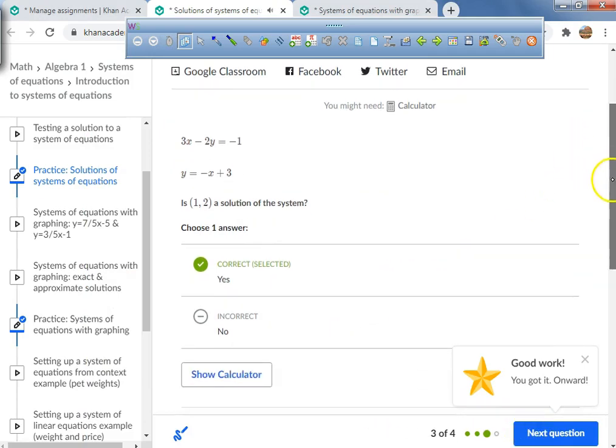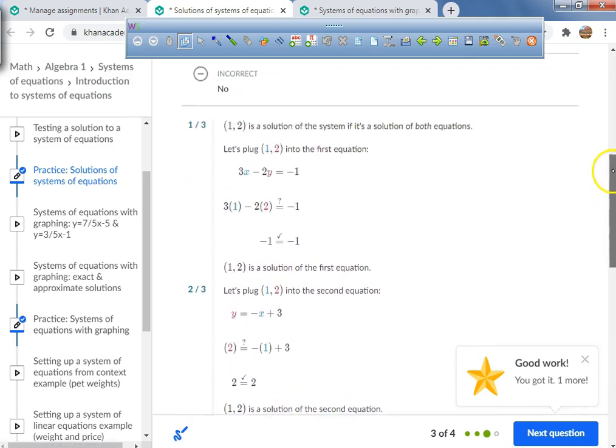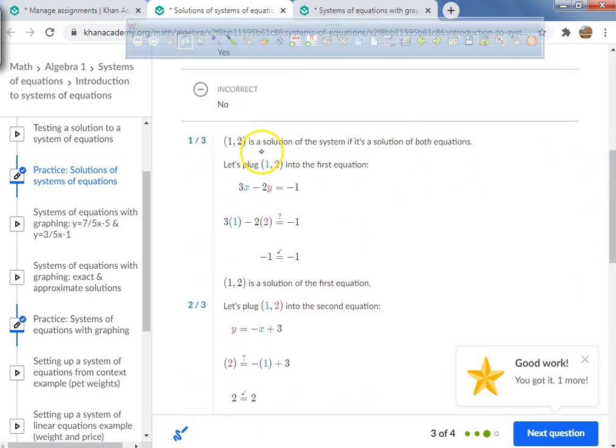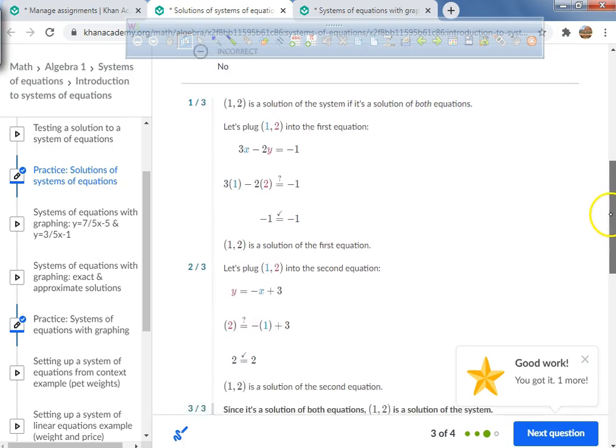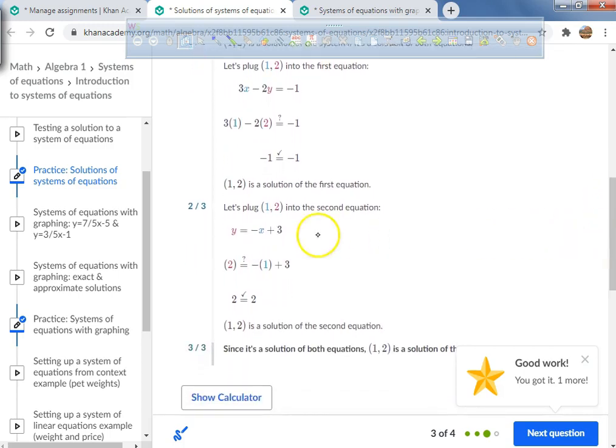Now I'm going to show you step-by-step solution because that might make it even more sense because they have nice little graphics here. So here we go. It says 1, 2 is a solution of the system if it's a solution of both equations. Let's plug in a 1 and 2 into the first equation, just like I did. I plugged in a 1 and a 2, and it works. And then I plugged in a 1 and a 2 in the bottom equation. And you could pause this and read through it if you want to. I plugged in a 1 and a 2 in the bottom equation, and it also works. So it's a solution to both.